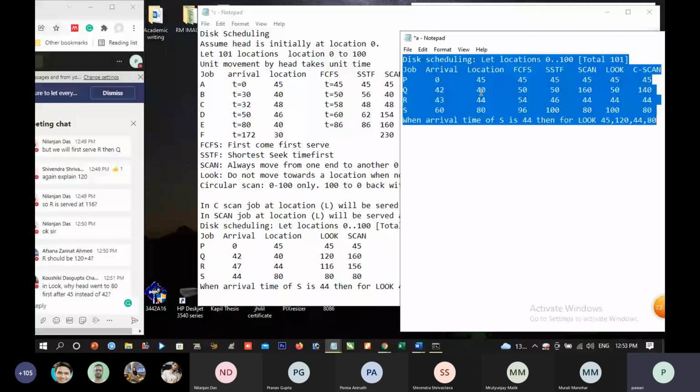Why head went towards 80? Because at time t equal to 45, a job at 80 was available here. So it went towards 80. Here, no job was available up to 80, so it has not gone up to this place. What is your doubt? Das Gupta, is your doubt clear? Why R should be 140 plus 4? R will be 80 plus 80 minus 44.